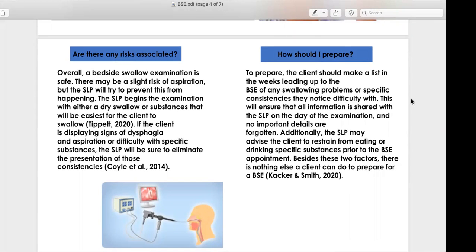So if you are having a bedside swallow evaluation, how should you prepare? You may want to make a list in the weeks leading up of any swallowing discomforts, problems, or specific consistencies that you have difficulty with. This will ensure that you remember these things to tell your SLP when you are in their office for the examination. Additionally, the SLP may advise the client to refrain from eating or drinking certain foods ahead of the examination. Besides these two things, there is really nothing a client can do to prepare.